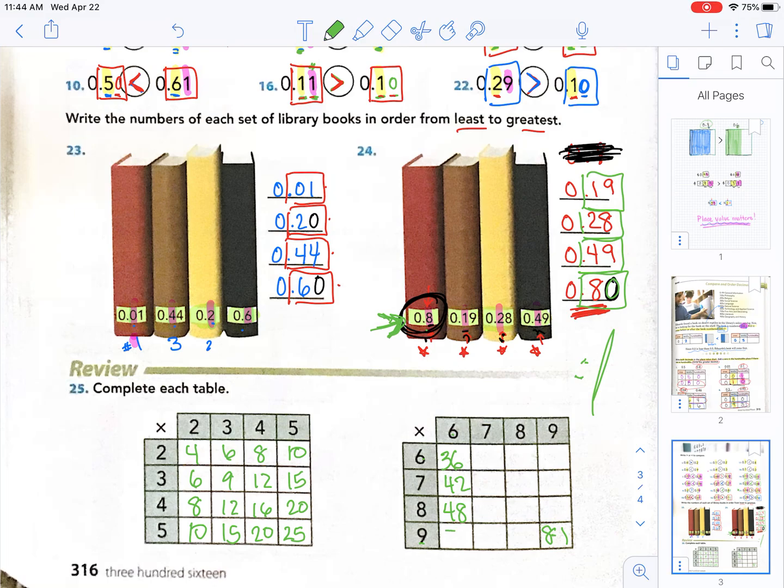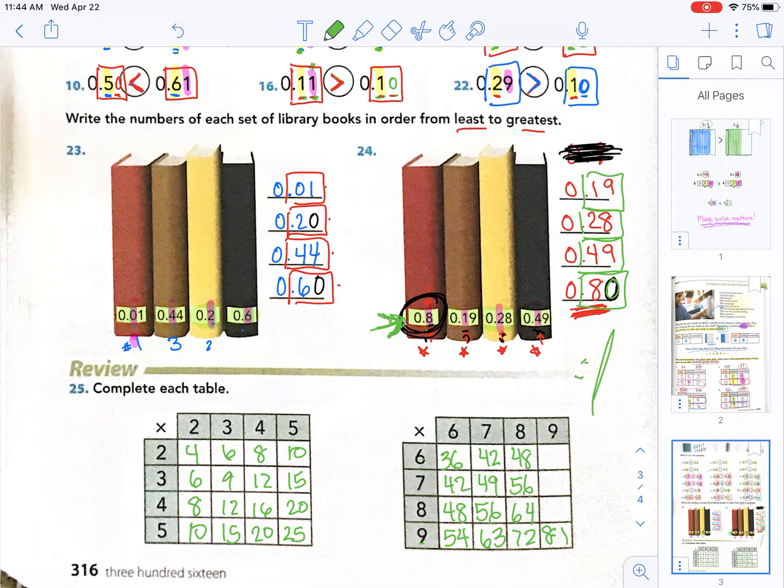6 times 8 is 48. 6 times 9, 54. Remember our tricks with our 9s? You can use your fingers if you want to. 6 times 7, 42. 7 times 7, 49. 8 times 7, 56. 9 times 7, 63. Fabulous. All right, 6 times 8, 48 again. 7 times 8, 56. 8 times 8, 64. 9 times 8, 72.